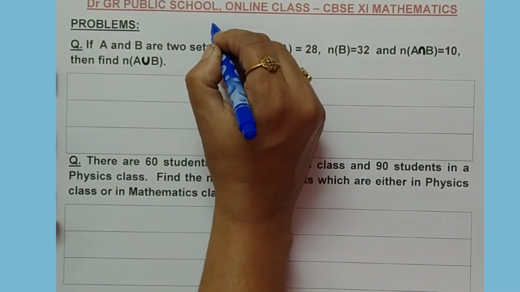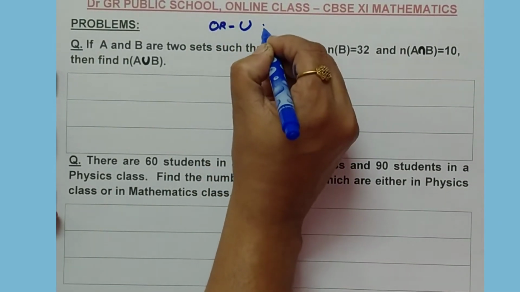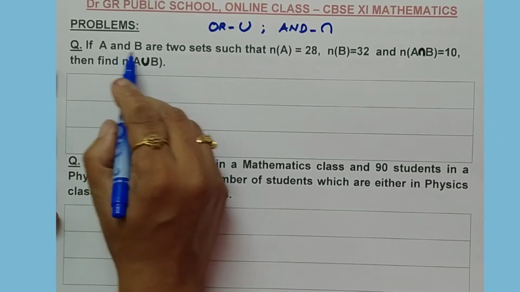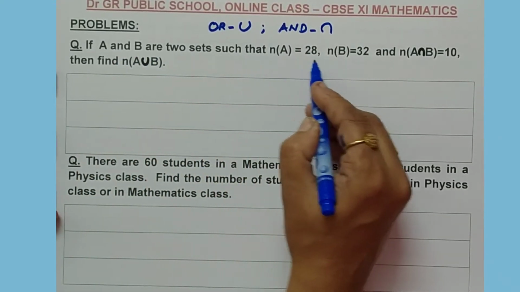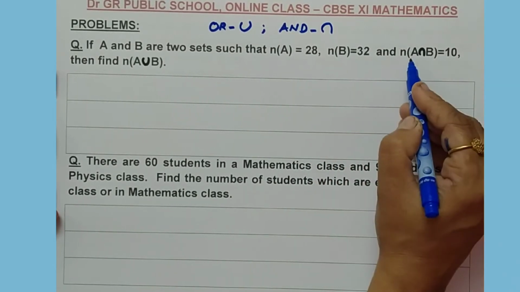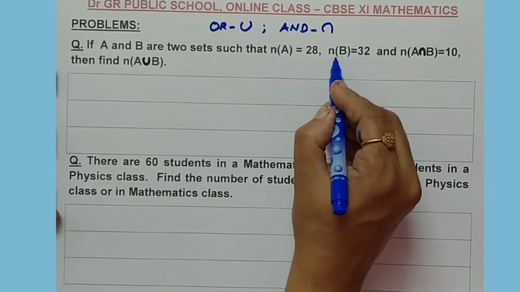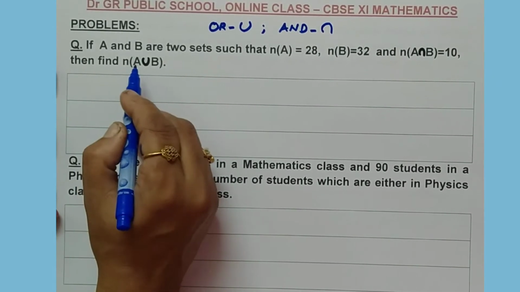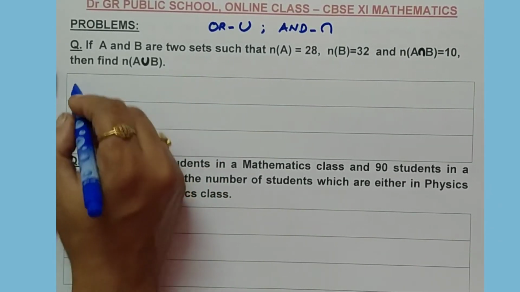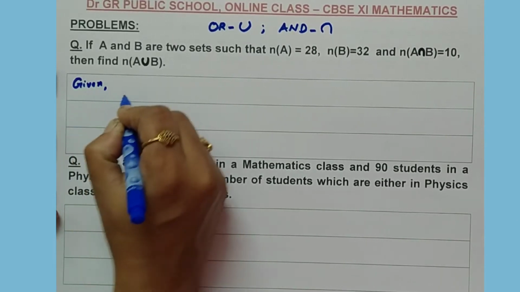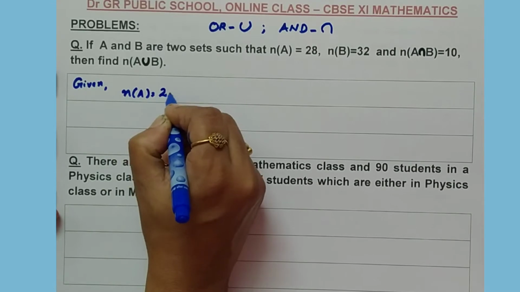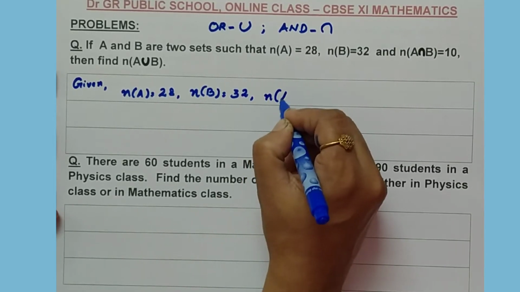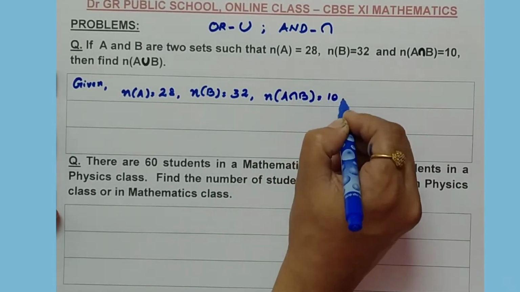Before starting, remember, the word or represents union and the word and represents intersection in the case of sets. If A and B are two sets such that N of A equals 28, N of B equals 32 and N of A intersection B equals 10. N of B means number of elements in the set B. Find the number of elements in the set A union B. N of A union B you need to find. Given N of A equals 28, N of B equals 32 and N of A intersection B equals 10.